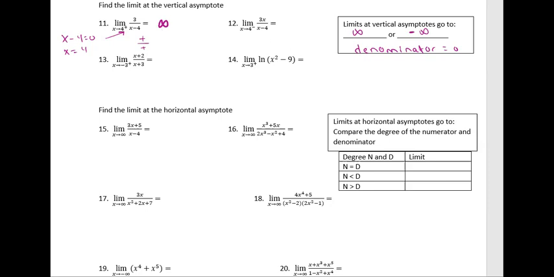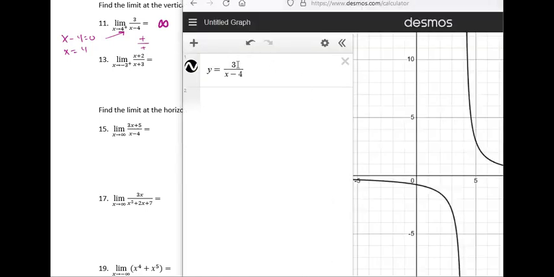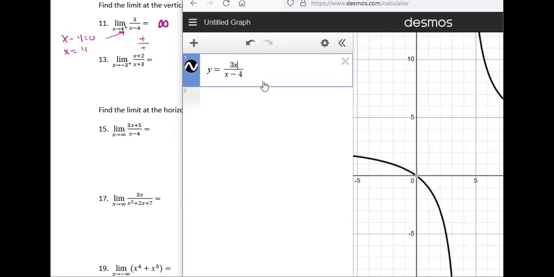Let's try again. So let's say that we have 3 over x minus 4, and now we are approaching 4 from the left. Let me put it over here. So we have this one this time, and we are approaching 4 from the left. So we're going this way. As we're approaching 4 from the left, here's 4. It looks like we're headed down towards negative infinity.